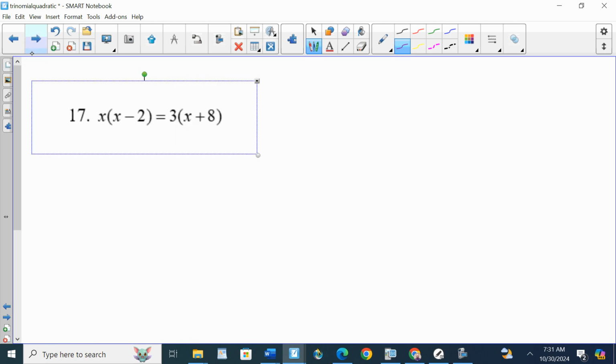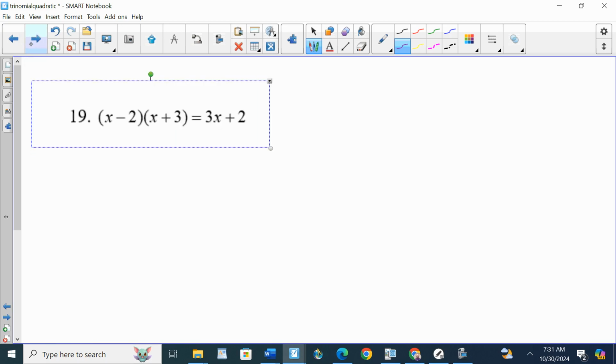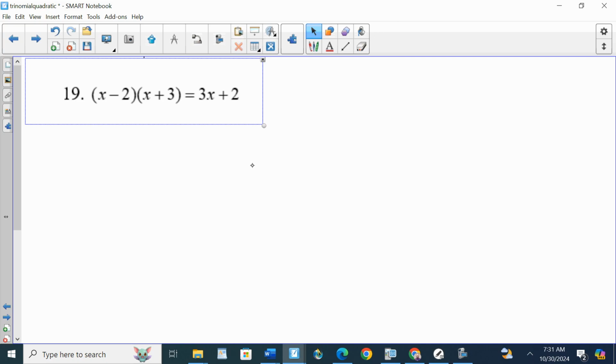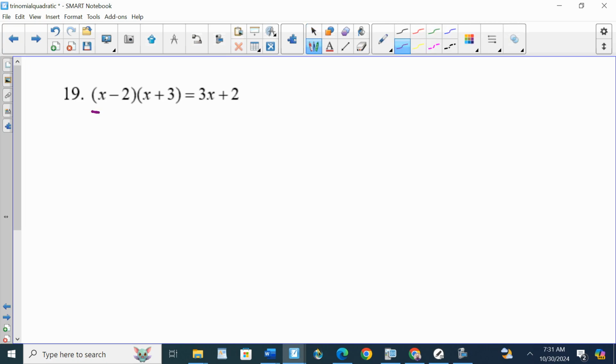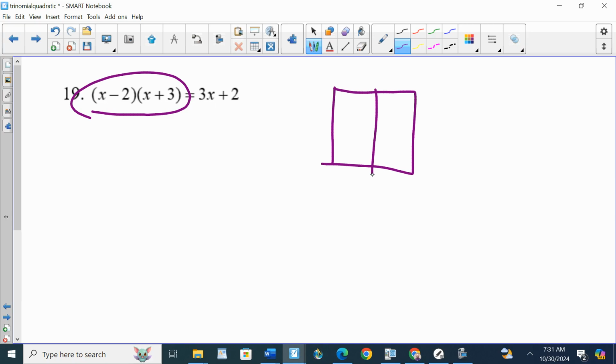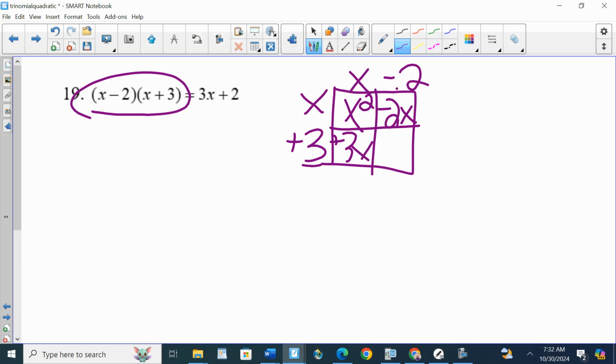Final level we're going to talk about, number 19. This goes another thing back from Algebra 1. To multiply binomials, we use our box method. You might have learned FOIL, but I feel like most teachers use box. So if I'm doing x minus 2 times x plus 3, I create my 2 by 2 box. I multiply each value. X squared, minus 2x. Here it's the positive 3 and the x. That's positive 3x. Positive 3 times negative 2 is negative 6.